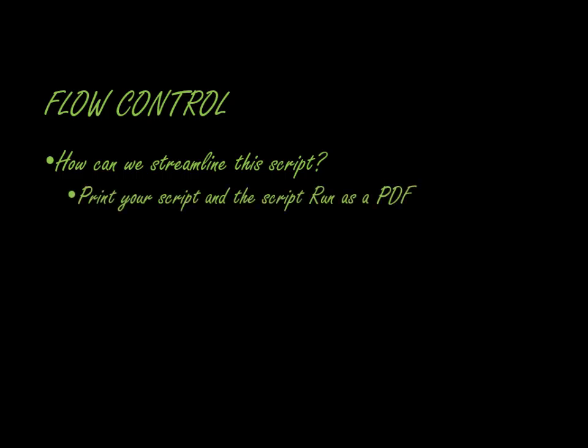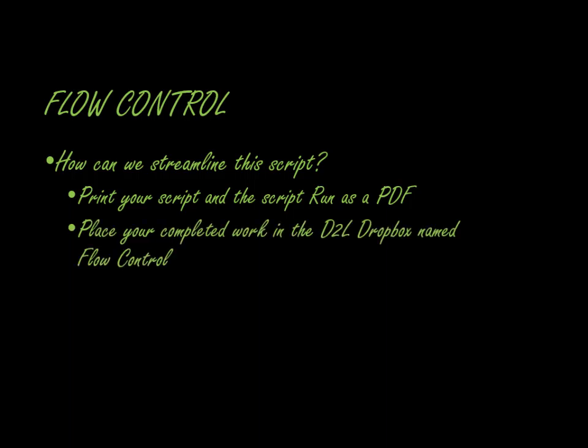So here's what I want you to do. Put some thought into it, and I want you to streamline this script. Go ahead and print the script on a PDF and print the script run on a PDF. I've set up a Dropbox in D2L. It's actually named Alice's Restaurant Part 1. So when you get done with the PDFs, you get your code done and printed, go ahead and put them in the Dropbox. I've asked for an option on each of these computers to print a PDF, so you should have that there.